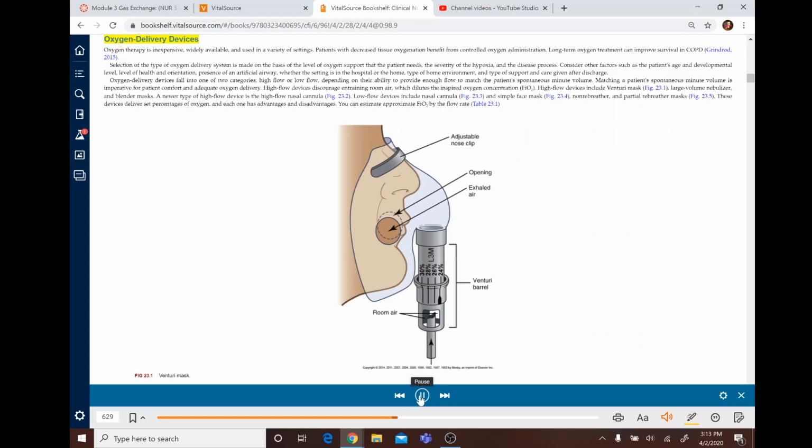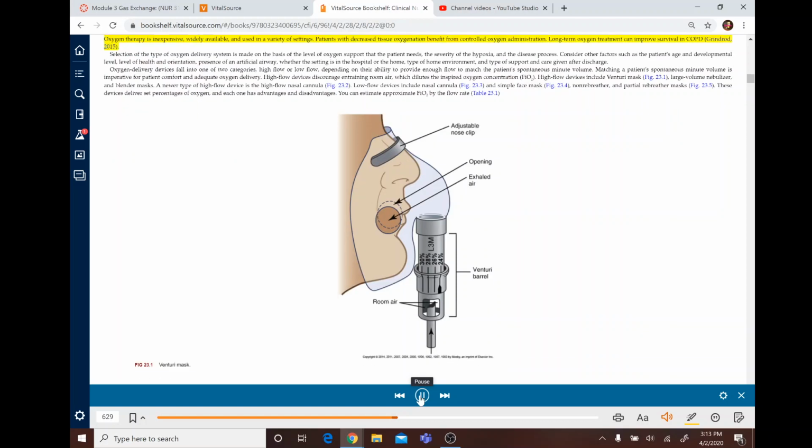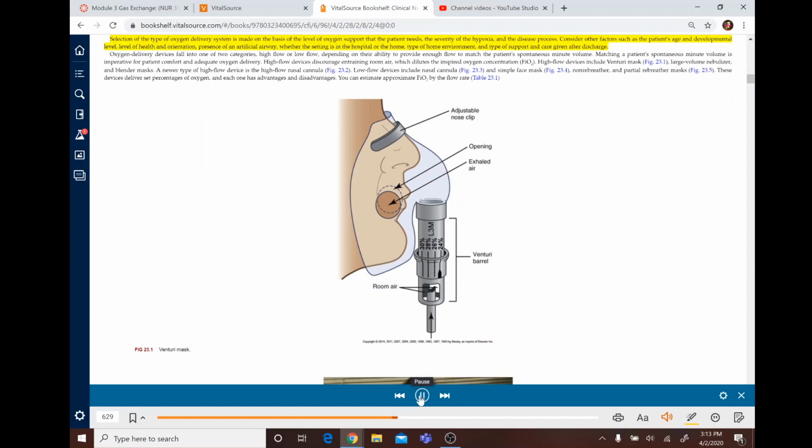Oxygen delivery devices. Oxygen therapy is inexpensive, widely available, and used in a variety of settings. Patients with decreased tissue oxygenation benefit from controlled oxygen administration. Long-term oxygen treatment can improve survival in COPD, Grindrod, 2015. Selection of the type of oxygen delivery system is made on the basis of the level of oxygen support that the patient needs, the severity of the hypoxia, and the disease process.